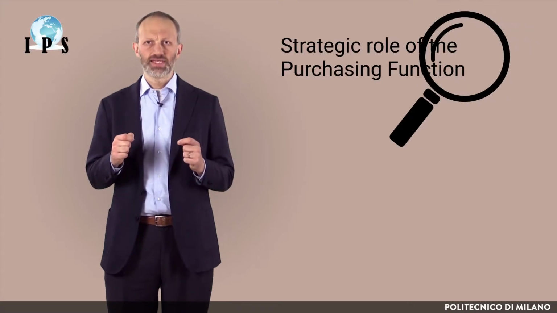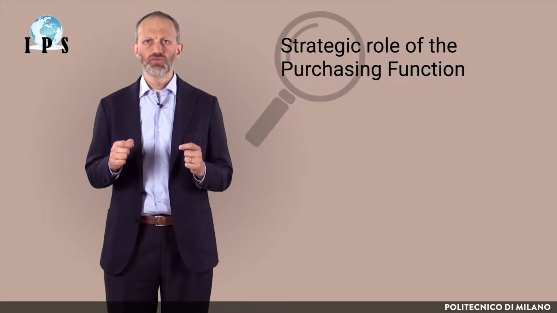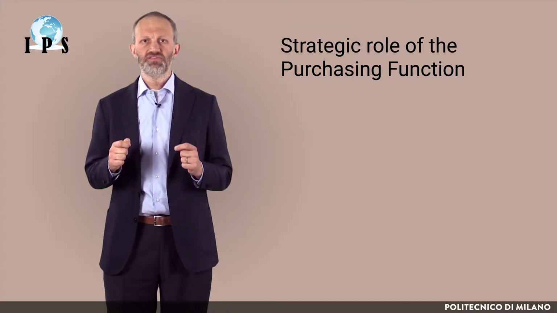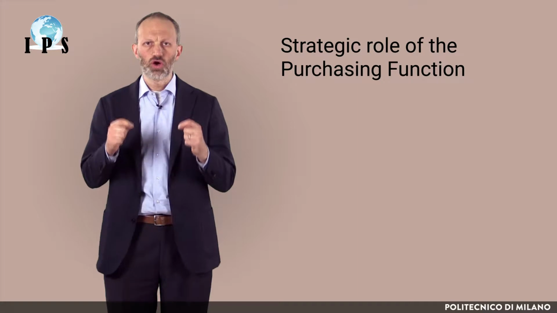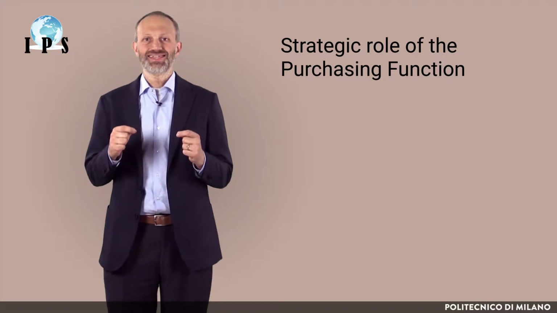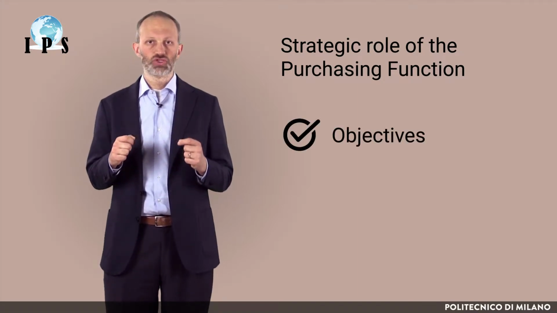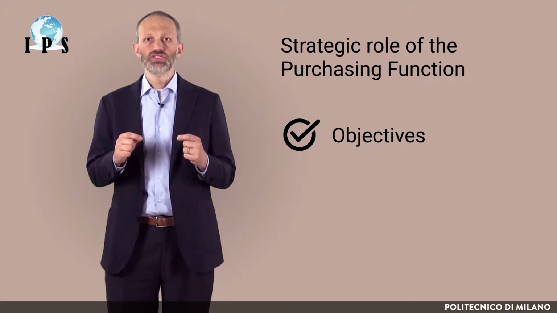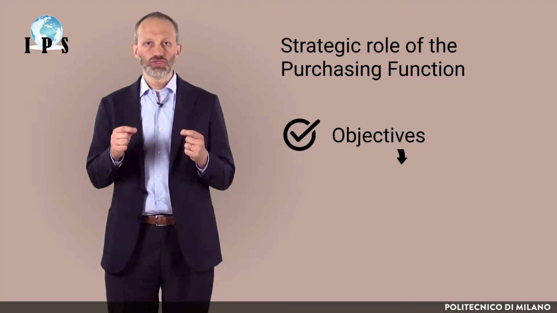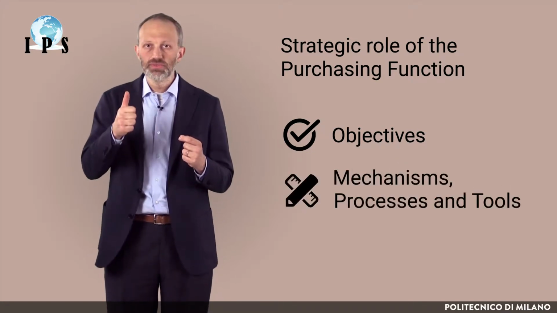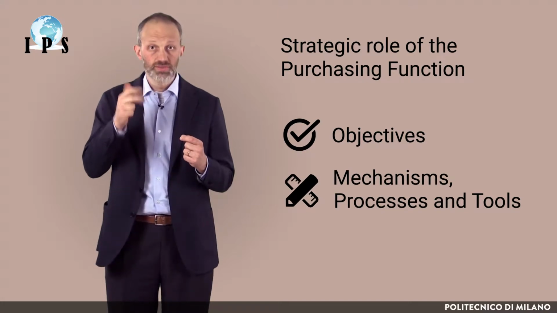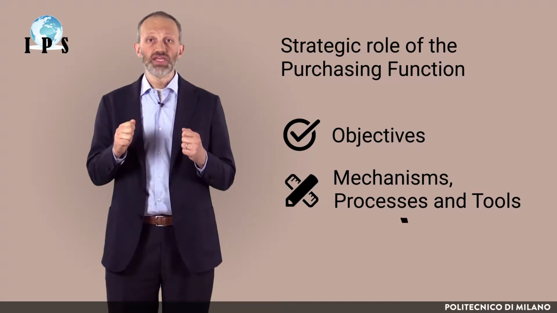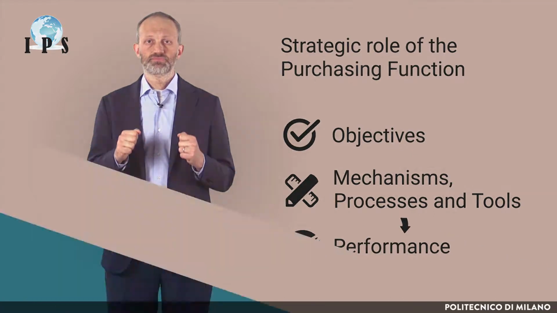Referring to our example of the IPS project, the main goal was to investigate the strategic role of the purchasing function, investigating how the overall company strategy is translated into objectives for the purchasing people, how these objectives influence the adoption of organizational mechanisms, processes and tools, and finally, how they impact performance.